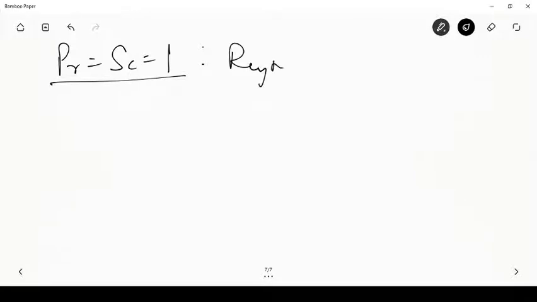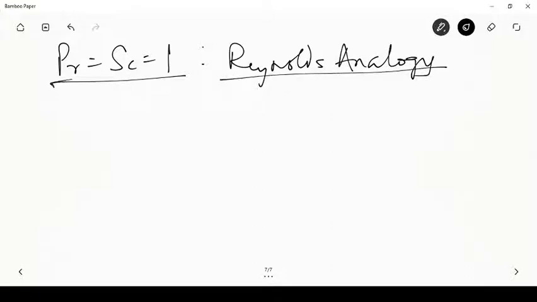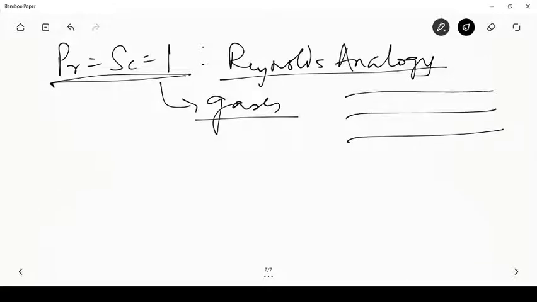One possibility is that Prandtl number is equal to Schmidt number equal to 1, which is the Reynolds analogy. This is valid when the mechanism of momentum transfer, heat transfer and mass transfer are the same, and this happens in gases. So in gases, what is the situation? Suppose I have two layers of fluid adjacent to each other, and this is flowing with some velocity and this is flowing with some other velocity.